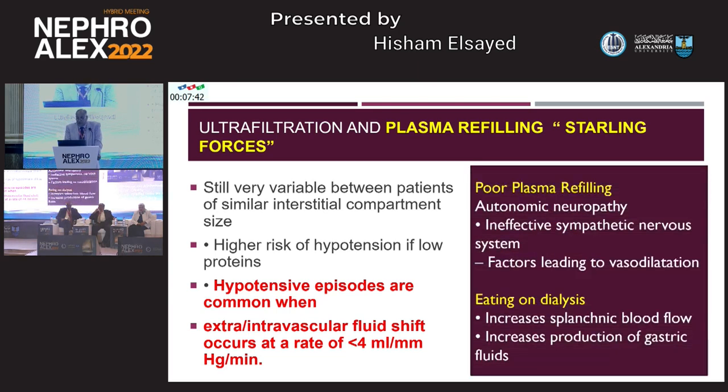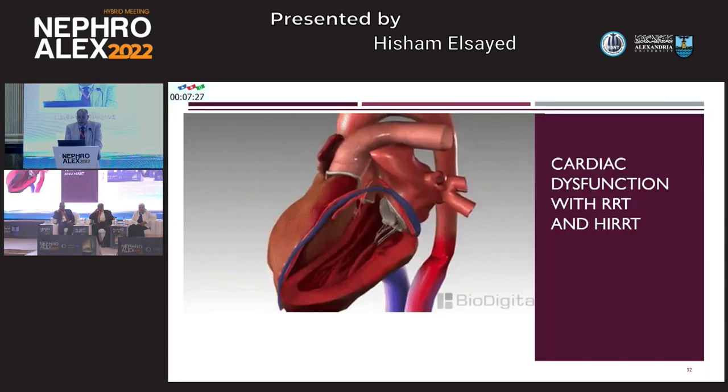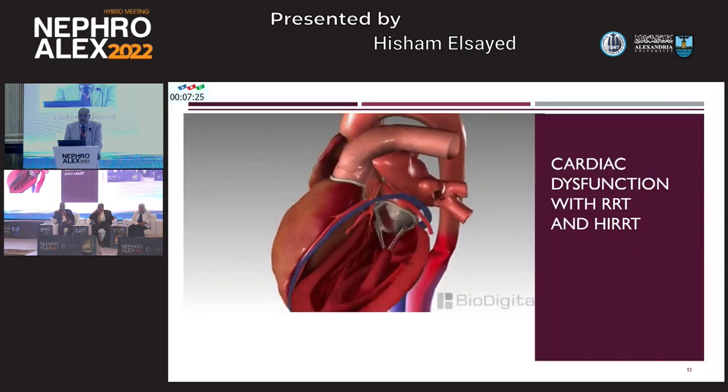Poor plasma refilling, like in diabetics and autonomic neuropathy, is another problem. Eating on dialysis is very important to prevent that during dialysis for intradialytic hypotension. We can infuse saline at the start of hemodialysis and we can manage them.